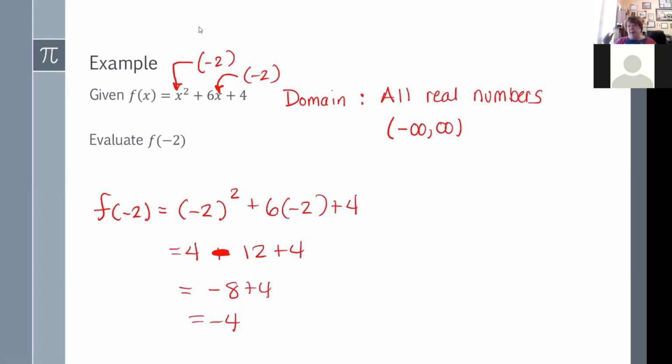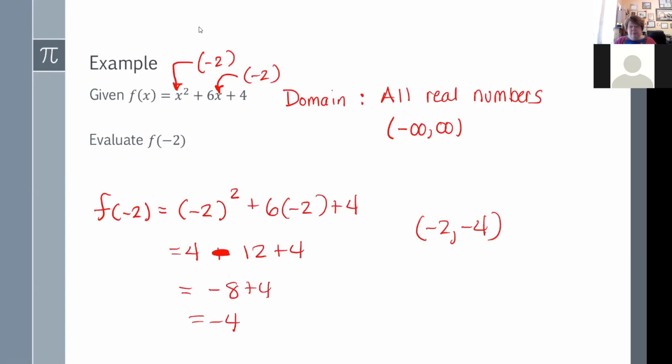So if I input -2 into this function, I output -4. So (-2, -4) is a point on the graph of this function. We have an input-output pair. When I input -2, I output -4. Okay? So what can I evaluate this function at? I can evaluate this function at absolutely anything, as long as it's in the domain. And the domain is not restricted at all.